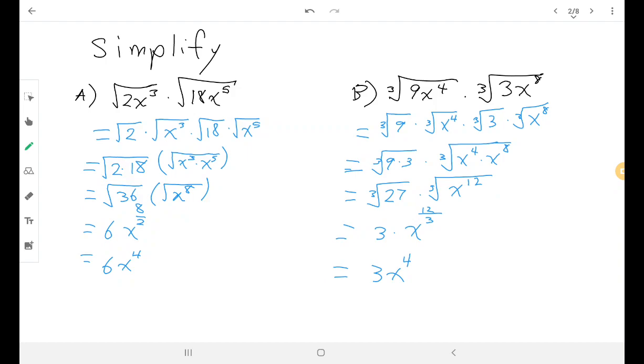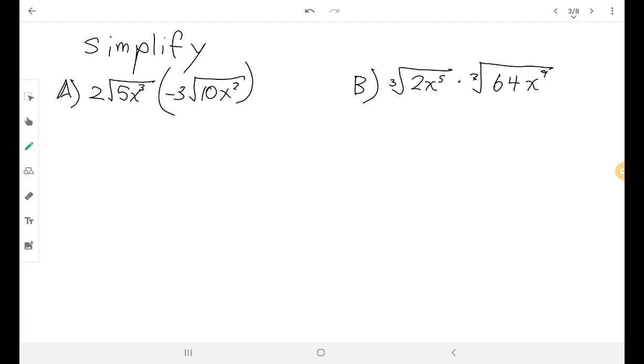And let's move on to the next set of problems. So here we've got some stuff outside of the square roots, some stuff inside of the square roots, and how we're going to multiply all this. Well, again, it's all just multiplication. This is 2 times that square root, and times -3 times that square root.